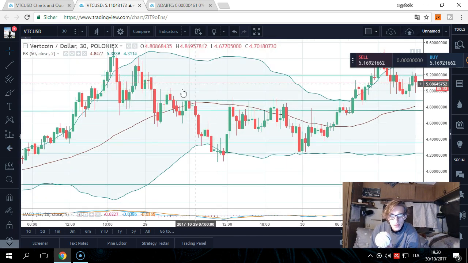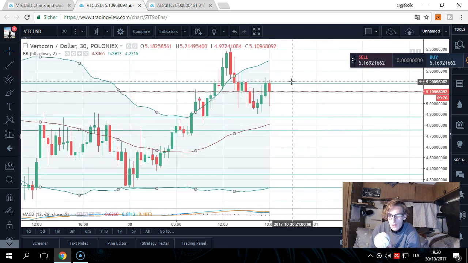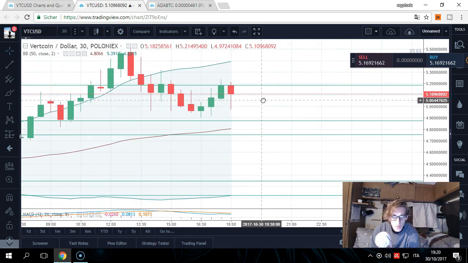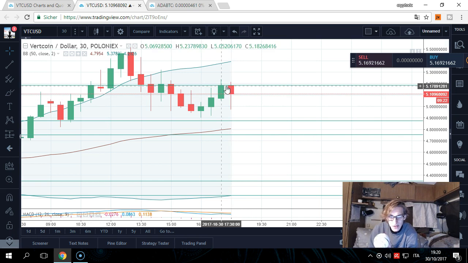Maybe also on the other side. Yeah, right here, right there, right here. So we are right now testing a support line in the 30-minute chart. But because this is a double candle, it's more likely to go down.